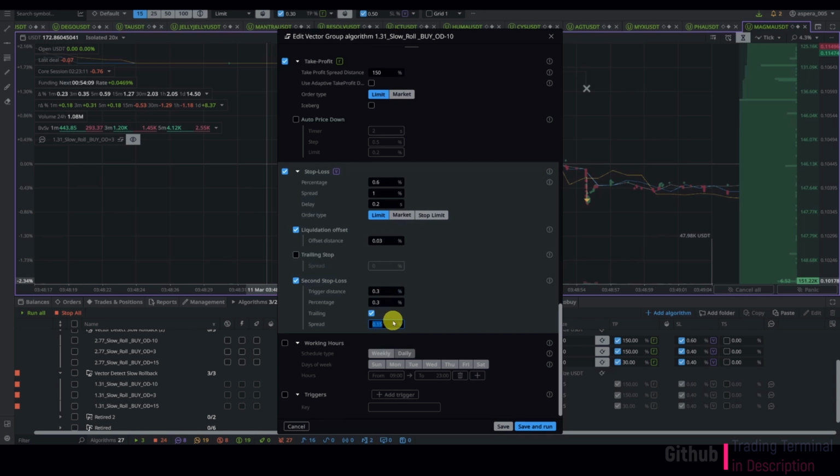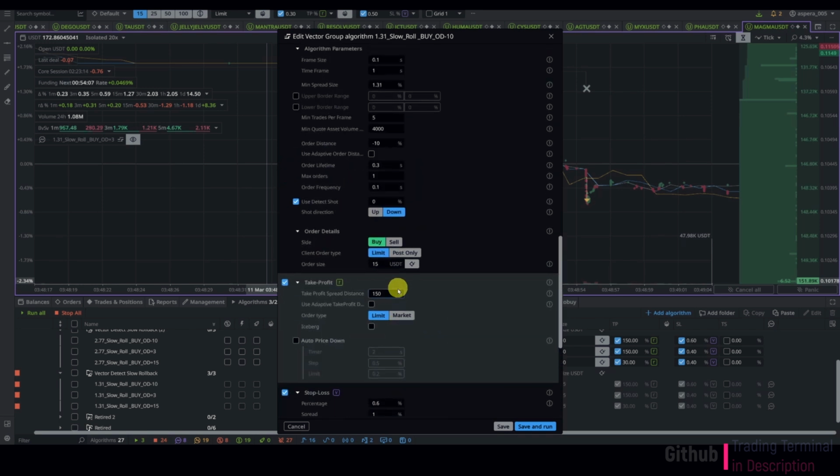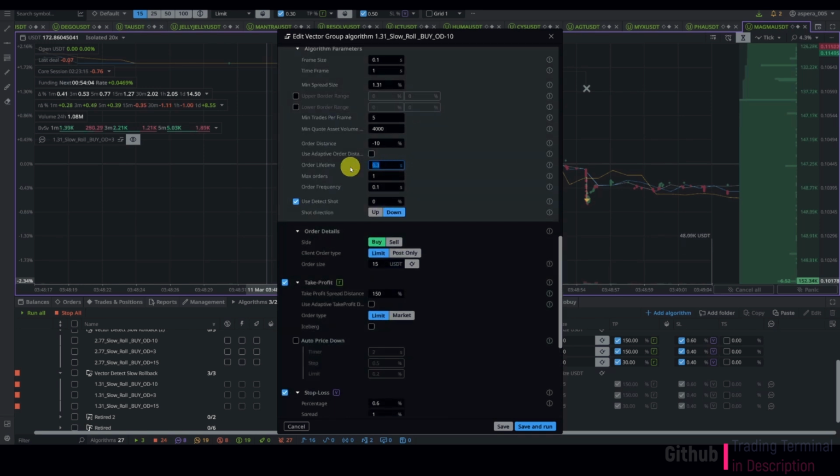Oh, and the long order lifetimes are no good. Even 1 second is way too much. I'm currently trying stuff somewhere between 0.1 and 0.3 seconds.